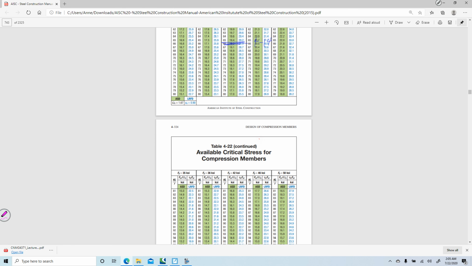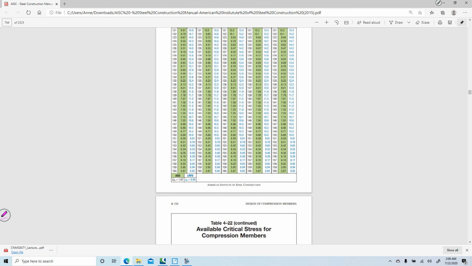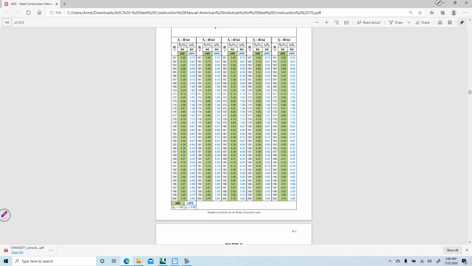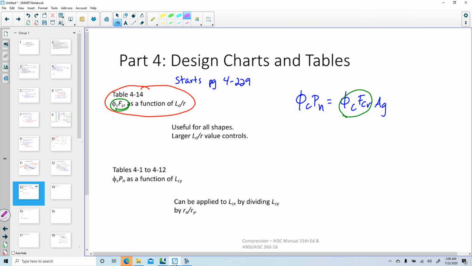What's the highest that it gets to? 200, because that's how high they want you to stay. It's a smart manual, somebody thought that through. Because my limiting slenderness ratio is 200. So that is table 4-14, which is a slightly different number in the old 14th edition.